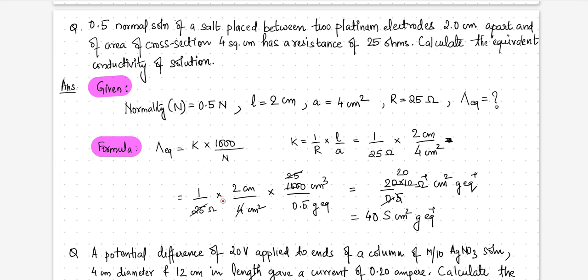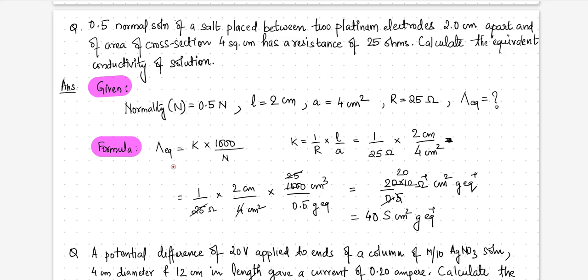1 upon 25 ohm multiplied by 2 centimeter upon 4 centimeter square multiplied by 1000 centimeter cube divided by normality, which is 0.5 gram equivalent. So that is what is written here. When we solve it out, you should get ultimately 40 Siemens centimeter square per gram equivalent. This is how you get the lambda EQ. So it's pretty straightforward, nothing complicated.